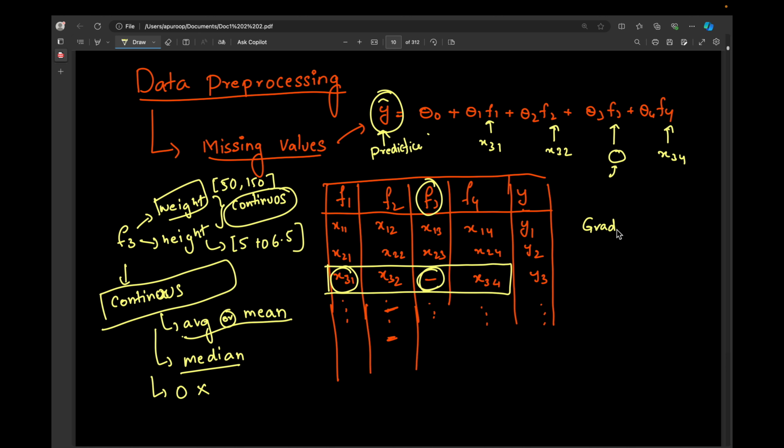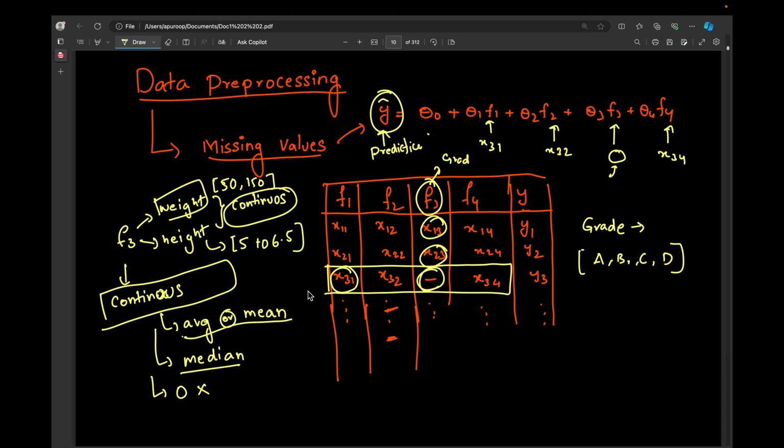And similarly, there are some other kind of features. Let's say grade. Grade is one specific feature. In this grade, what can be the possible values? Let's say A, B, C, D are the only possible grades that a student can get. So in this, only these values are possible. In such case, let's say this feature 3 is grade now. So let's say this is grade. Then these x13, x23, all these will be any one of these A, B, C, and D. And there is a missing value. In such case, what strategy can we follow?